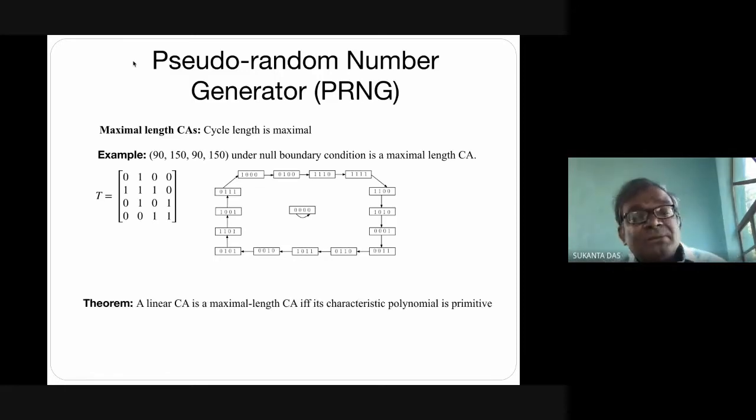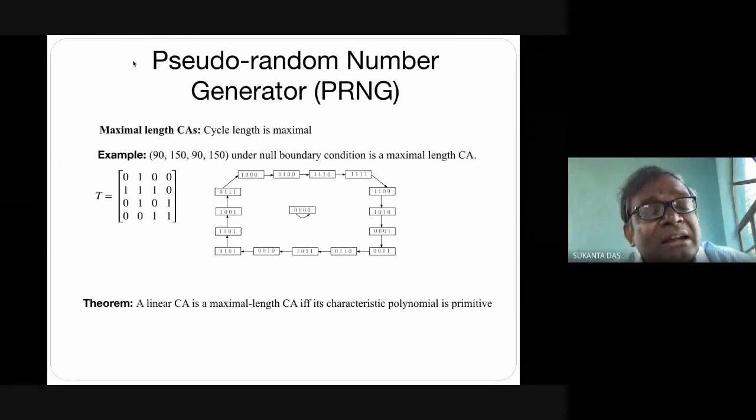So we have talked about a theorem that a linear CA is a maximal length CA if and only if its characteristic polynomial is primitive. The CA is given, and the CA is a linear CA. There is a theorem, I shall not prove the theorem. I have not proved it in the last class also. I'm just giving the statement that a CA is maximal length CA if and only if its characteristic polynomial is primitive. This is for a linear CA.